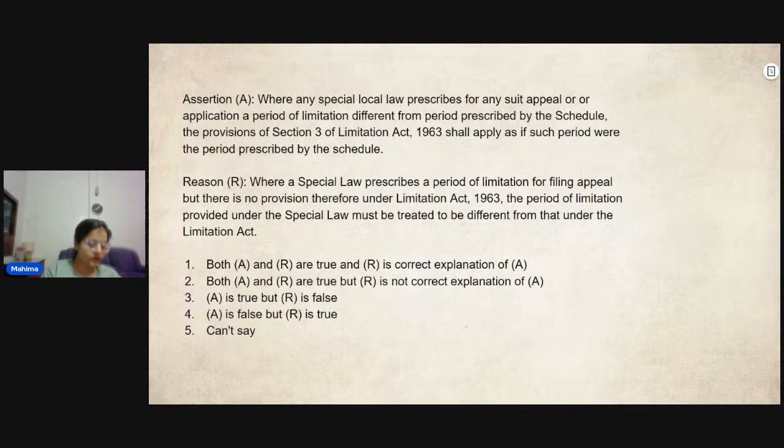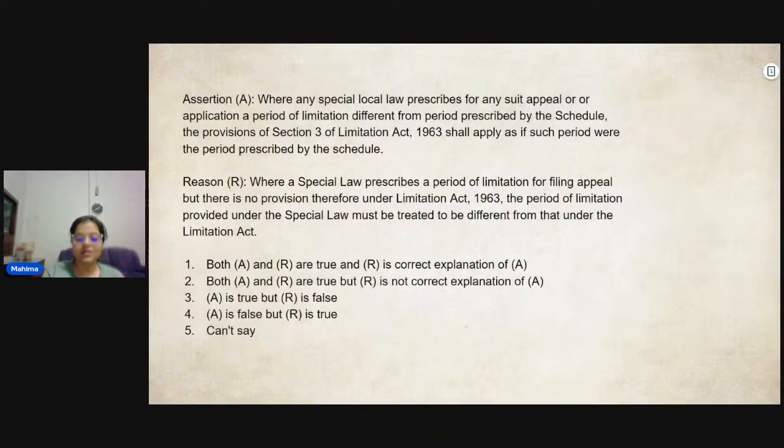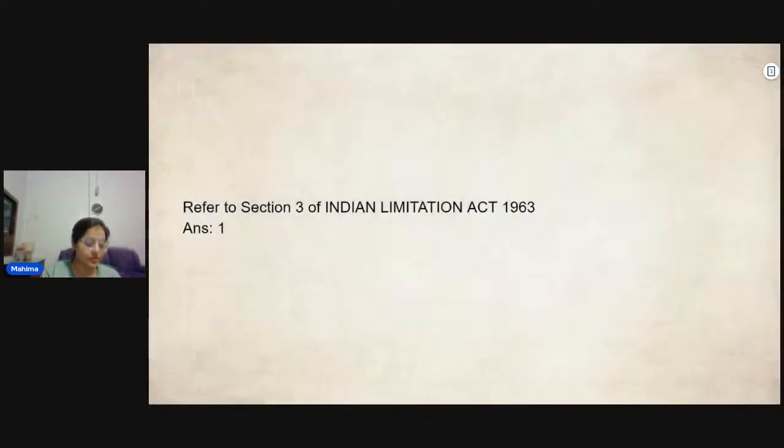Come on. Nobody? We have 9 people and nobody is able to answer this. Okay, Divya answered it. Yes, it is option number 1. Both the statements are right, and A is the correct explanation of R. When any special law is different from the periods prescribed by the schedule, section 3 of the Limitation Act will apply as if it were the period prescribed by the schedule, and the explanation is also right, the reason is also right. It is option number A. Only Divya was able to answer it.